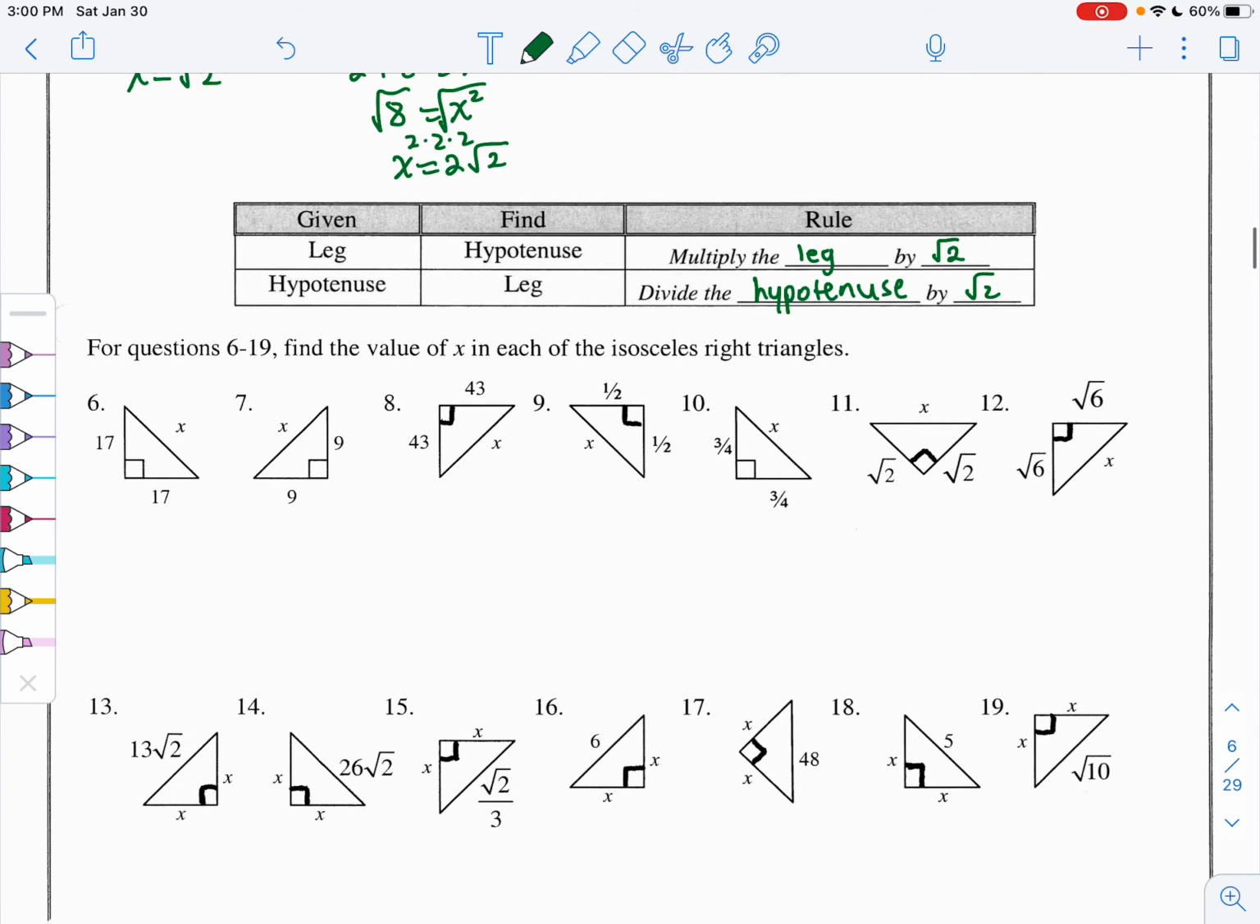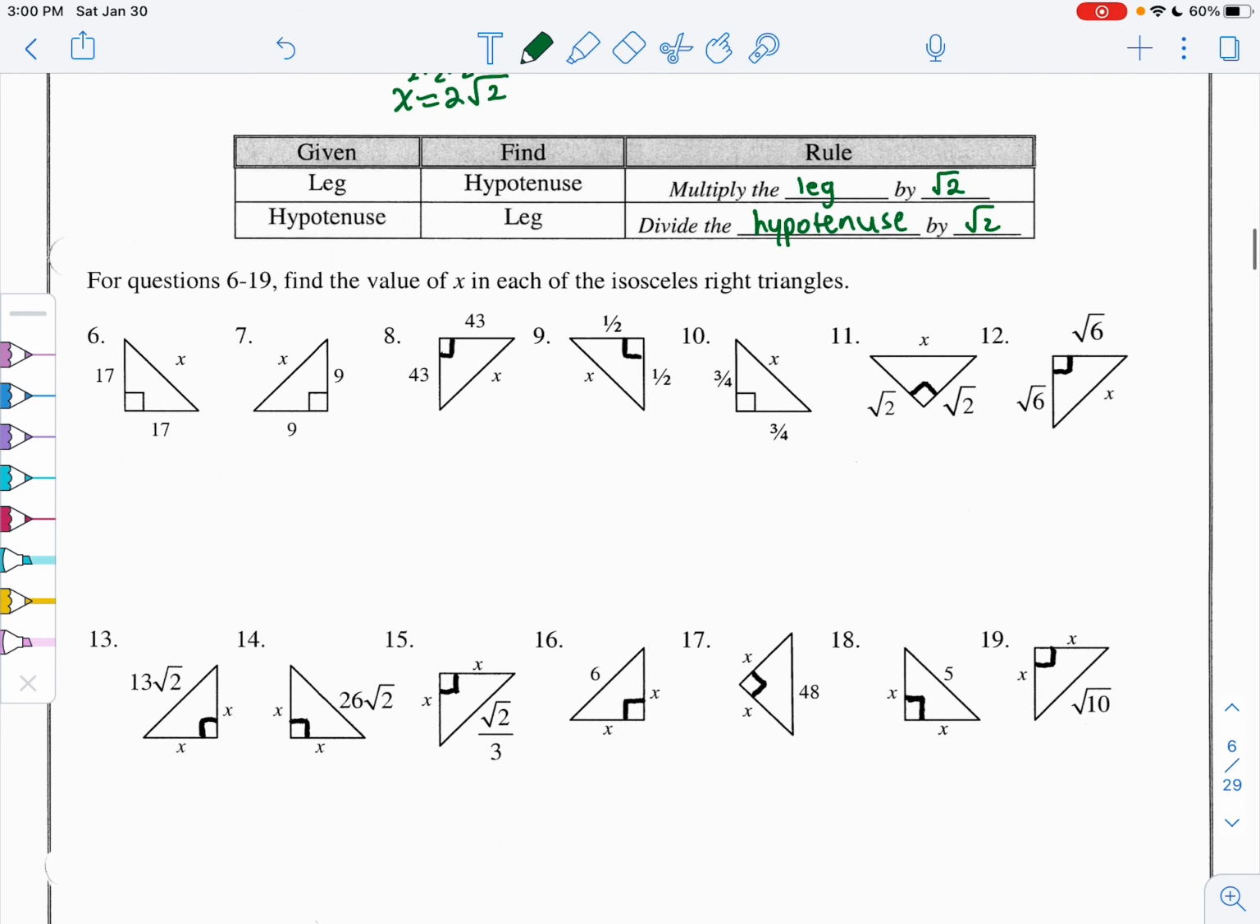So let's see our first few problems. Let's try a few examples. So we're going from a leg, which is shorter, to the hypotenuse. So in this case, we would be multiplying. So x would be 17 rad 2. Let's take a look at number 9. Again, we're going from a leg to a hypotenuse. So multiply by radical 2. Go ahead and try that.